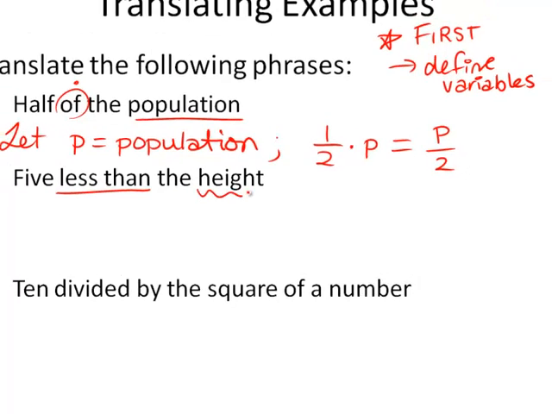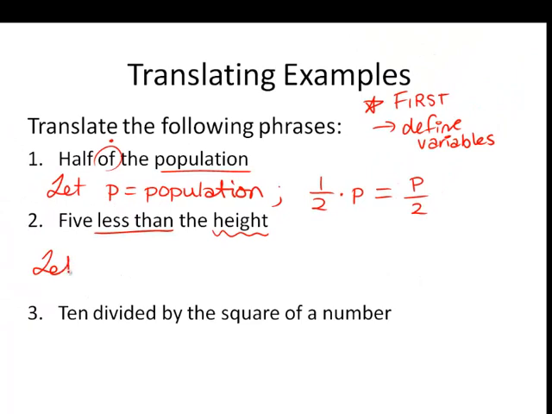Next, 5 less than the height. Here our variable is the height, so let H equal height. Now we have this special less than, which means we have to reorder our phrases. We want to start with the second phrase, the height, and subtract 5 from it, because 5 is less than the height.